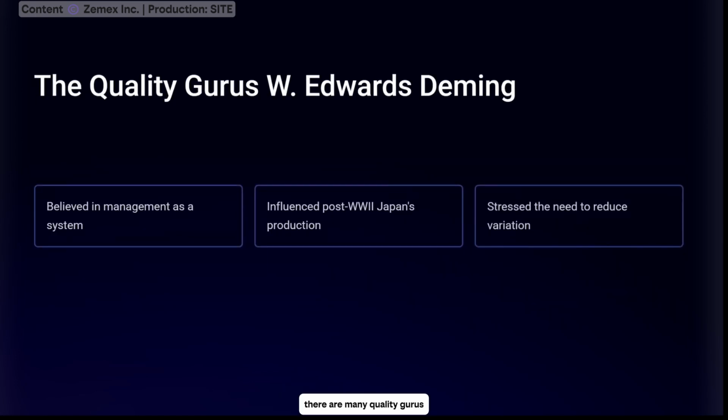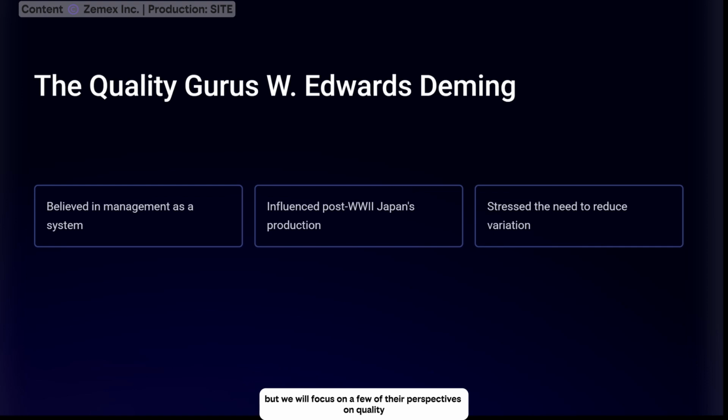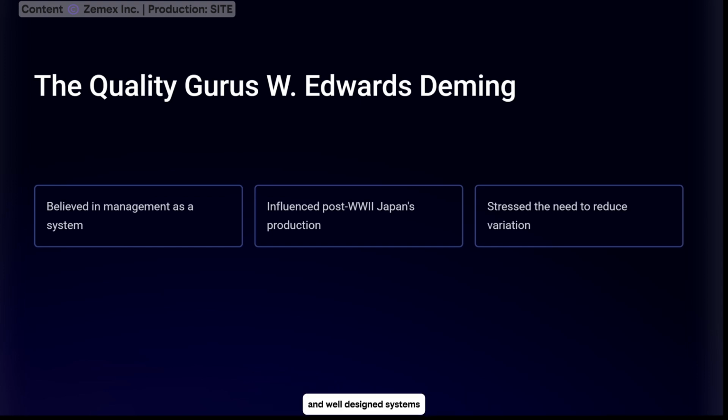There are many quality gurus, but we will focus on a few of their perspectives on quality. Edwards Deming is one of the most influential quality gurus, especially in post-World War II Japan's manufacturing industry. He emphasized that management should rely on structured and well-designed systems rather than ad hoc decision-making. If leaders rely too much on intuition, the output is likely to become inconsistent. He also stressed the importance of reducing variation. Variation is seen as a major source of quality problems.